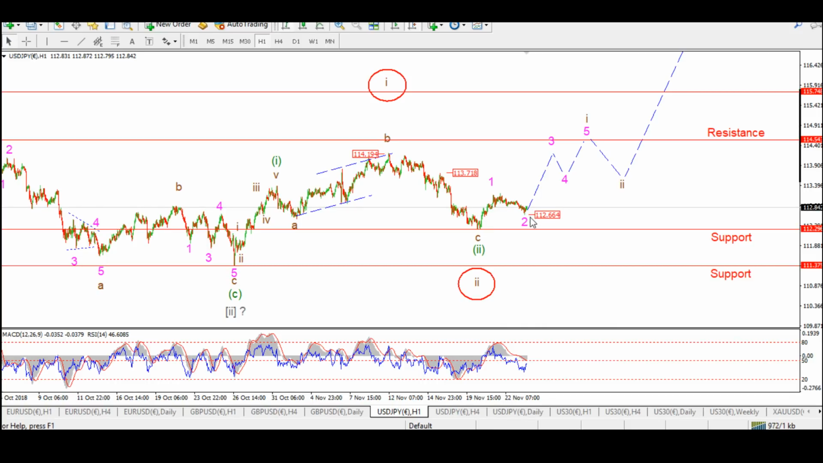We may have hit a low at wave 2. We're looking for kind of a 1-2 pattern again to the upside in a wave 1 brown. So I'm hands off on dollar yen at the moment.